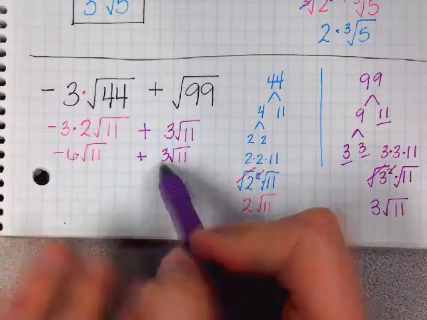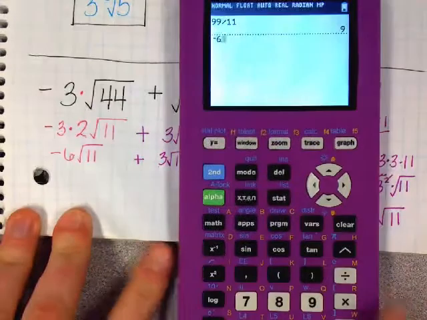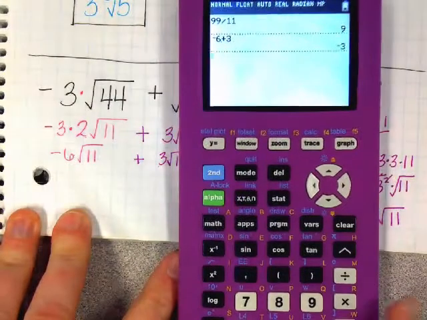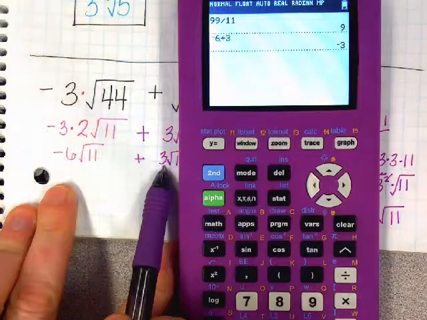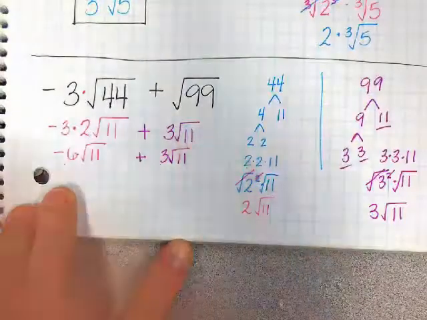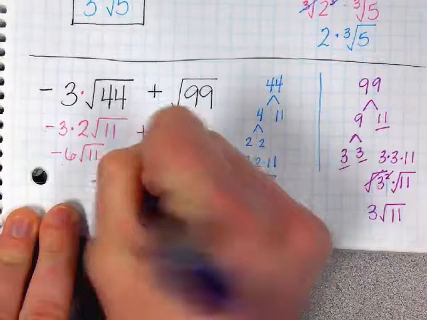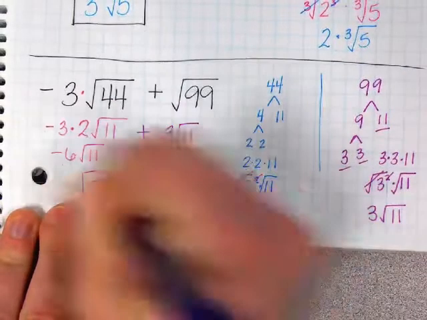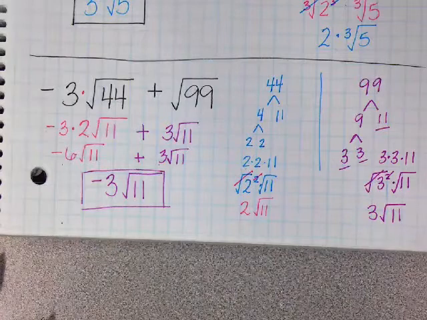Okay, and then negative 6 plus 3, if you aren't sure, or if I owe you $6 but I only give you 3, I still owe you $3. So negative 3 square root of 11. That is adding and subtracting radicals.